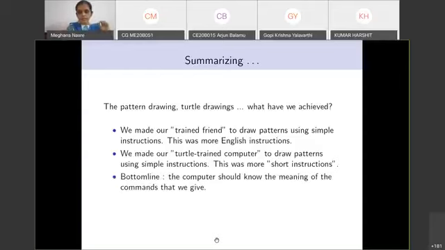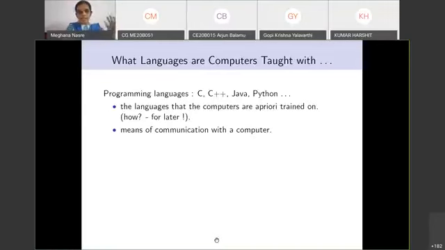The takeaway is that if you want to tell the computer something, the computer should know the meaning of the commands and we should give them with precision. If we give them with precision, the computer is not going to change anything that you tell it to do. It will exactly follow it meticulously and do these steps. Computers are already trained in many languages like C, C++, Java, Python. How does one train a computer? That is something slightly for later.